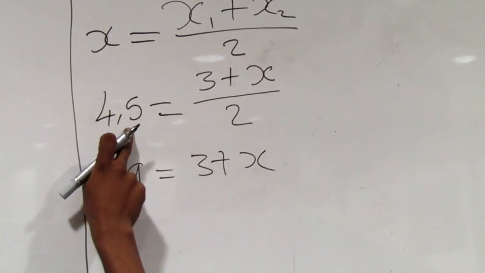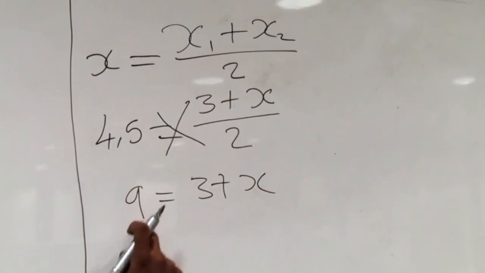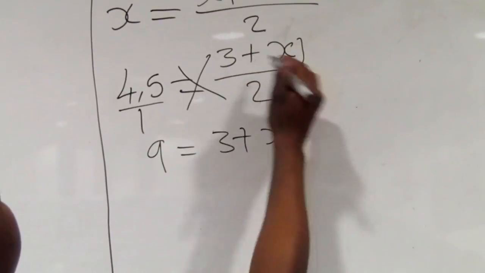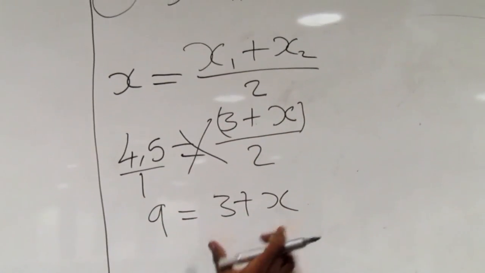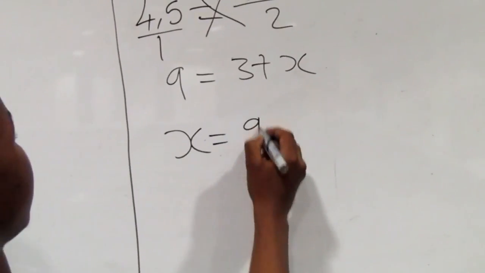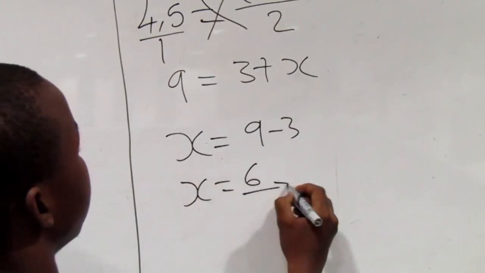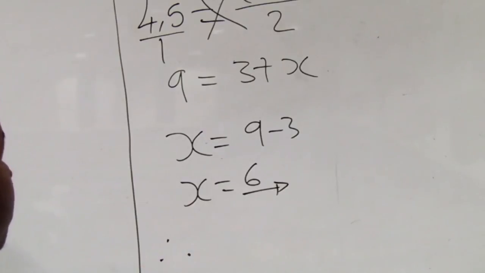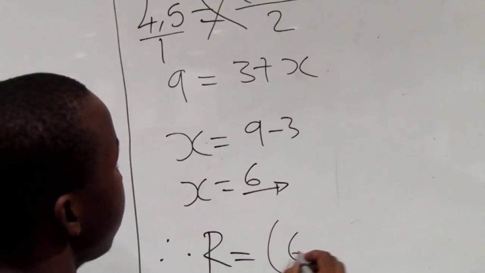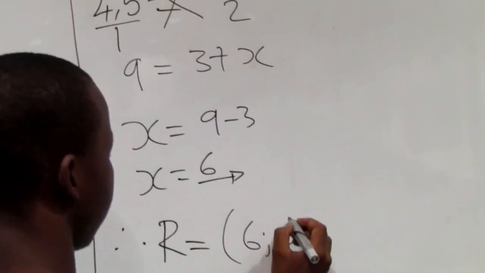We cross multiply: these two multiply these, then we get 9, and this one is also divided by 1, so the whole of this multiplied by 1 gives us this. Then this 3 to the other side gives 9 minus 3, so x is going to be 6. Therefore, our point R is equal to (6, 0), since it is along the x-axis and y is 0.